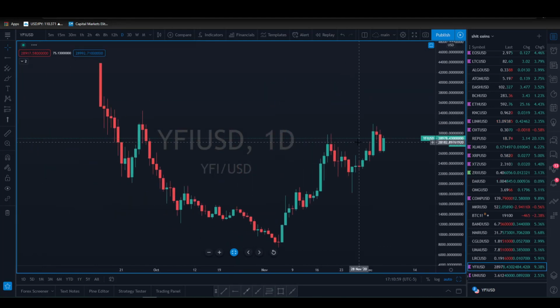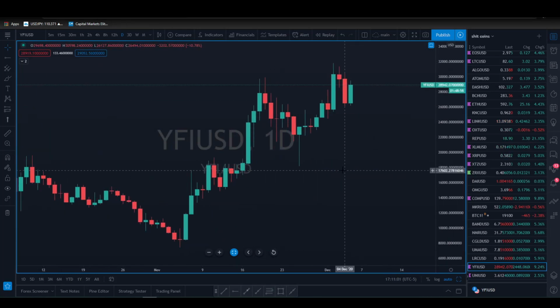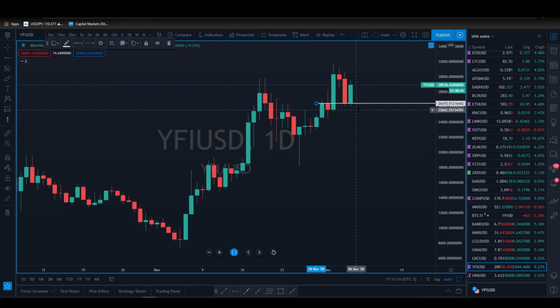YFIUSD. I don't know what this is, but it's pushing up. So we had a daily closure above this market structure. So speaking, this is bullish until we close a daily below here. Let me mark this with the line. You get a daily closure below this level, then you're going to have to look lower, 25,602, and then ultimately I would be looking for this area to come into play.